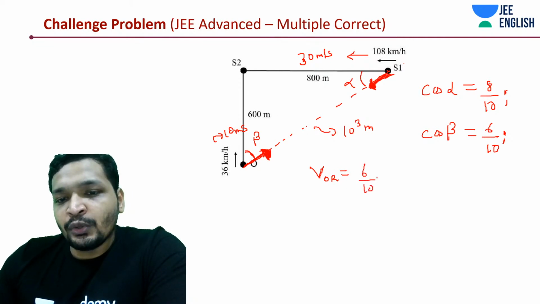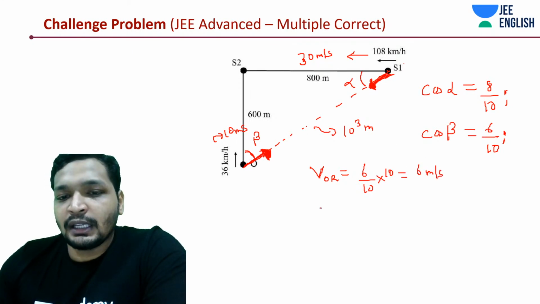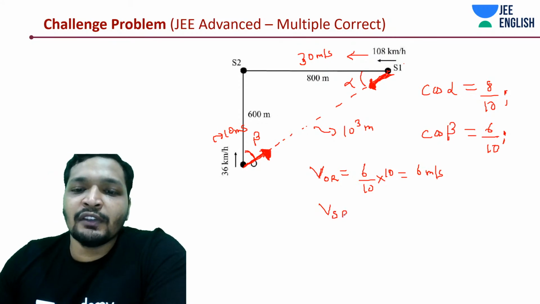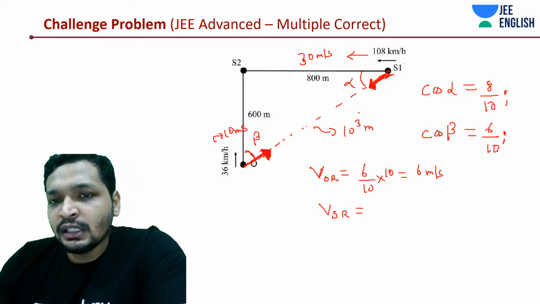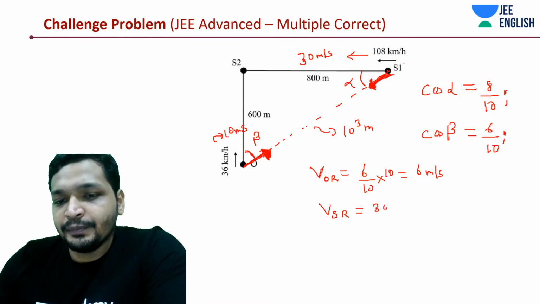6 by 10 into 10. This guy's velocity is 10. That's going to give me 6 meters per second. Whereas for the source, the relative velocity towards the observer is 30 into 8 by 10.